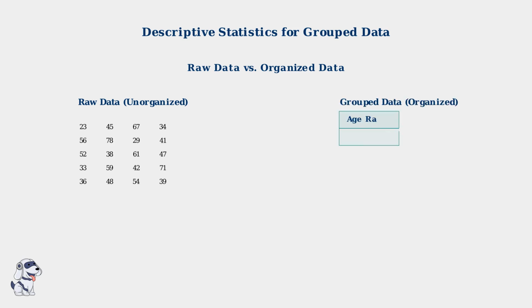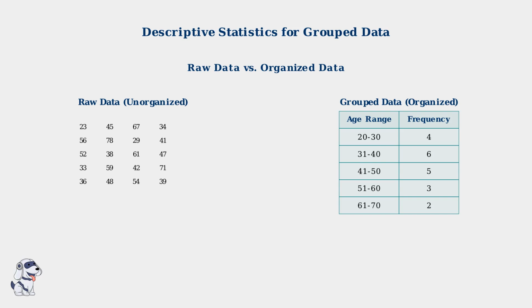On the right, we see the same data organized into groups or classes. This grouped format immediately reveals patterns. We can see which age ranges are most common and how the data is distributed across different intervals.